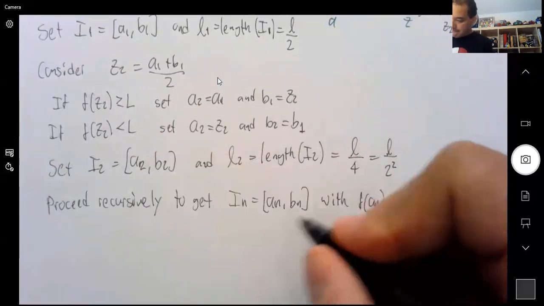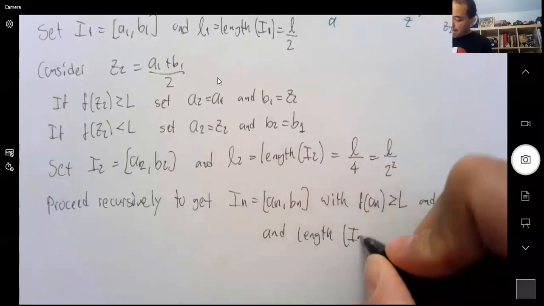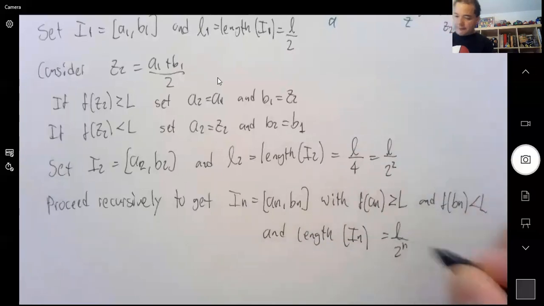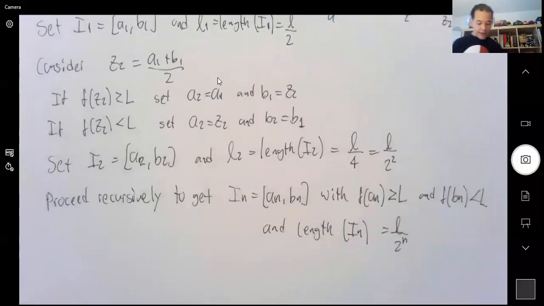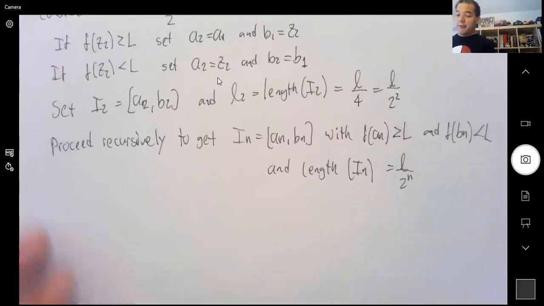And the length of I_n is L over 2 to the n. So every time we have that, right? Okay, now what? Well, now we have a bunch of these intervals, and these intervals are nested, right? So we have I1, we have I0, that's the original one. Then I1 is inside, and I2 is inside, and I3 is inside, and so on. They're all inside. So we are going to use that nested interval property, remember?